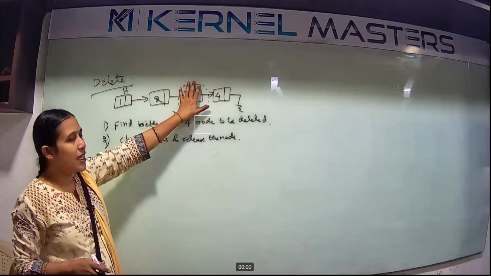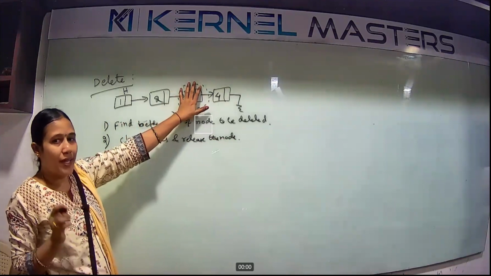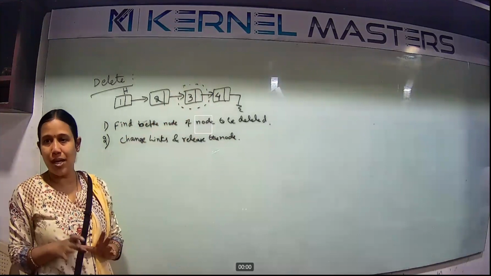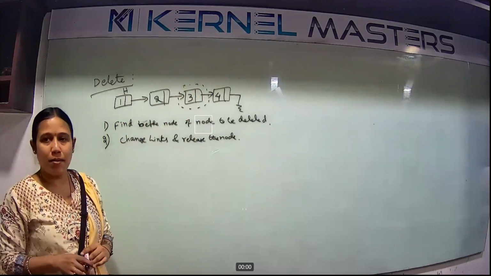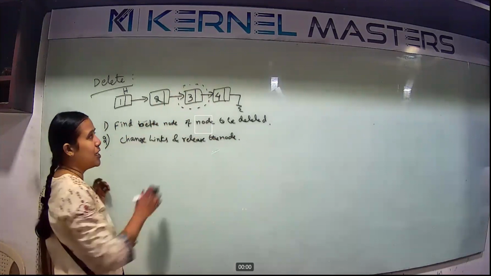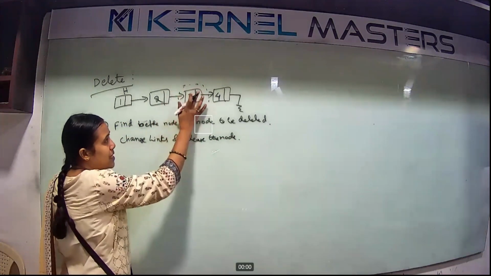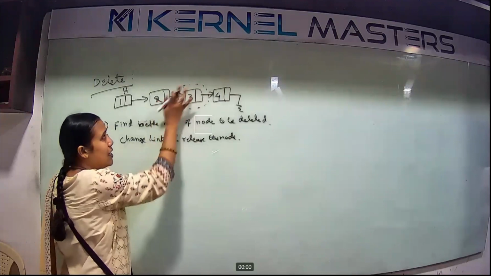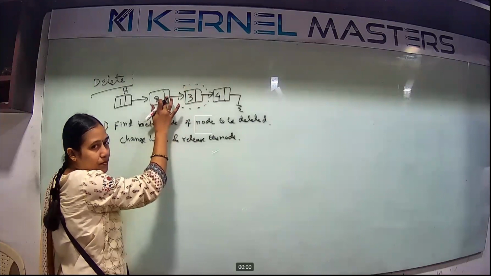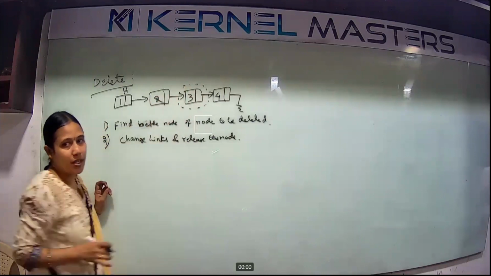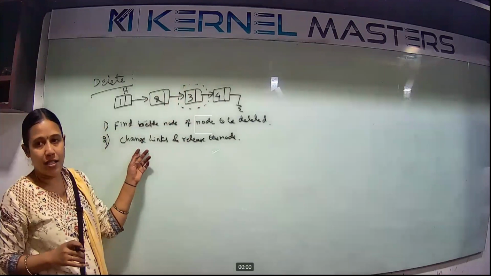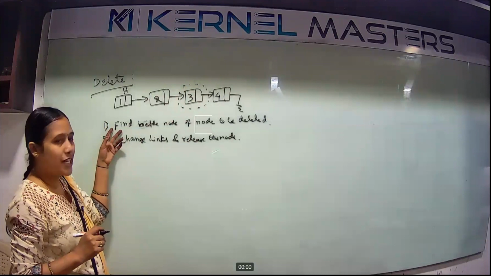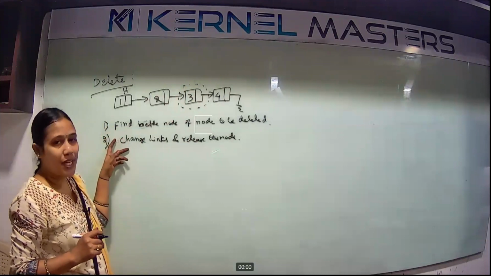In order to delete any particular node, we have to take care that we are not running into dangling pointers. With dynamic memory allocation, there is always a dangling pointer problem. If I release this memory, this address is already here, so this pointer will become a dangling pointer. That problem I should not run into. That is why first I have to change the links. So first finding the before node, then I need to change the links.